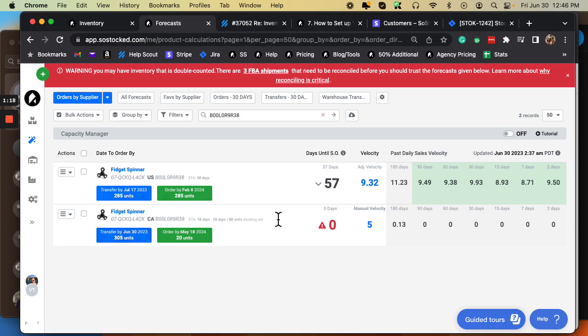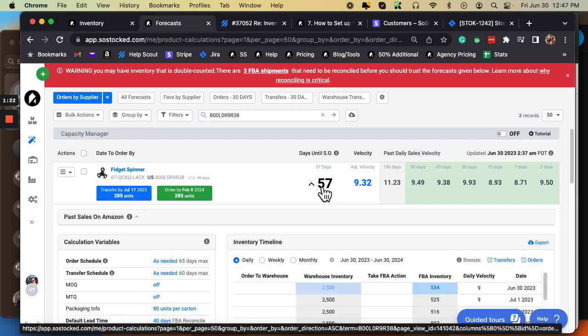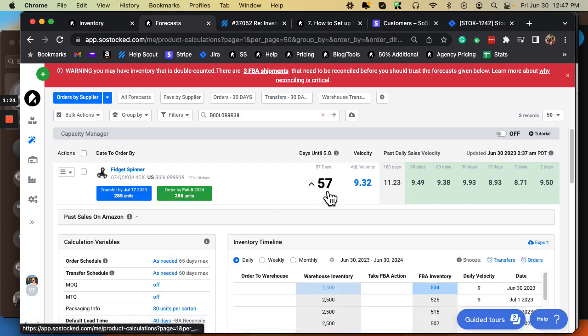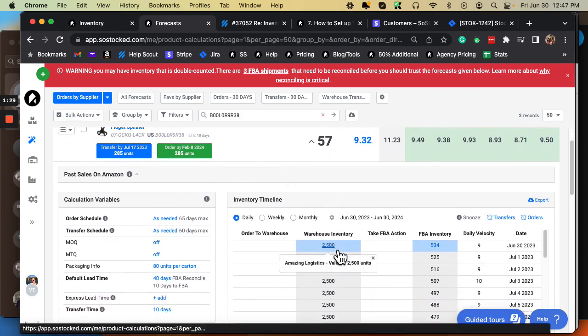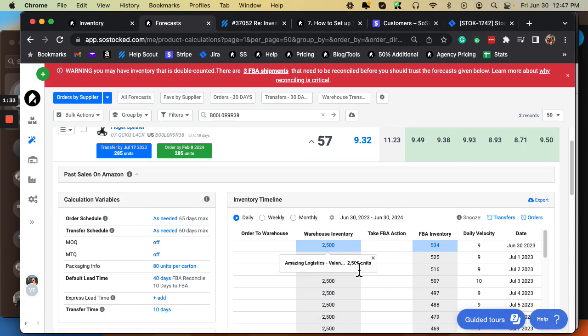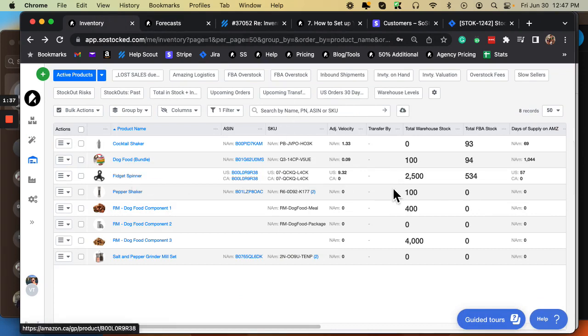Let me show you how that works, because there are some limitations, but I want you to understand what you're looking at. So when you go into the larger forecast, meaning the one with the higher velocity, you're going to see the total amount of inventory that's available at that warehouse. In this case, there's 2,500 units. And that data is being pulled from our inventory page right here.